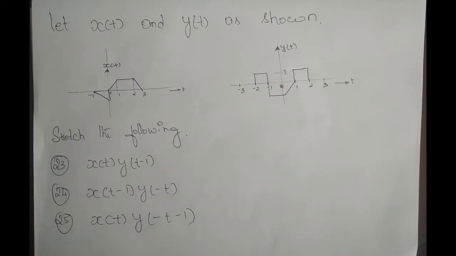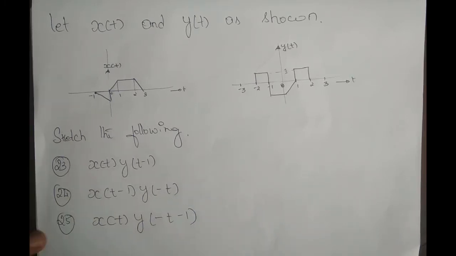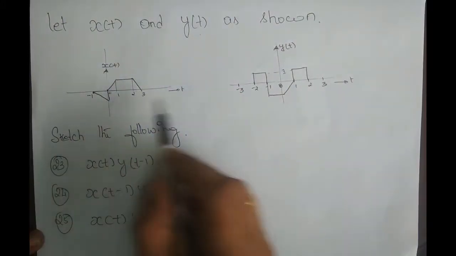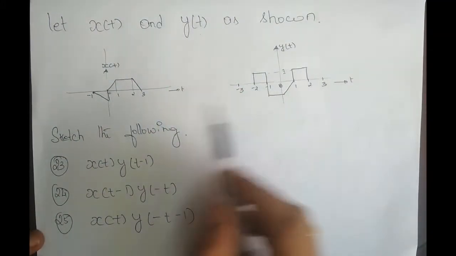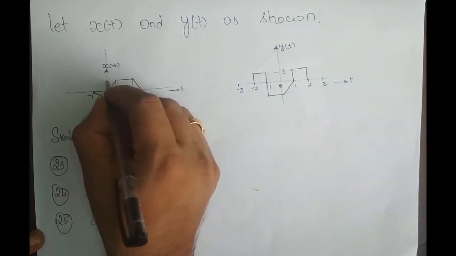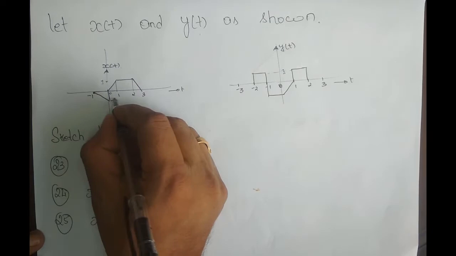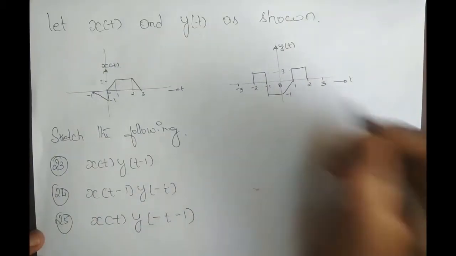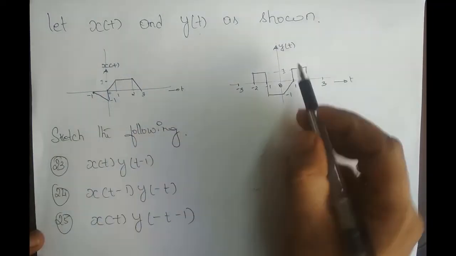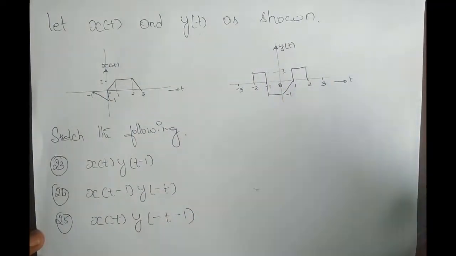Hello everyone, we shall continue with the problems on signal sketch. In this lecture, we will take up these three problems. The signals x of t and y of t are given like this. This is the signal x of t, with amplitude 1 here and minus 1 here. x of t is defined from minus 1 to 3, whereas y of t is defined from minus 2 to 2.